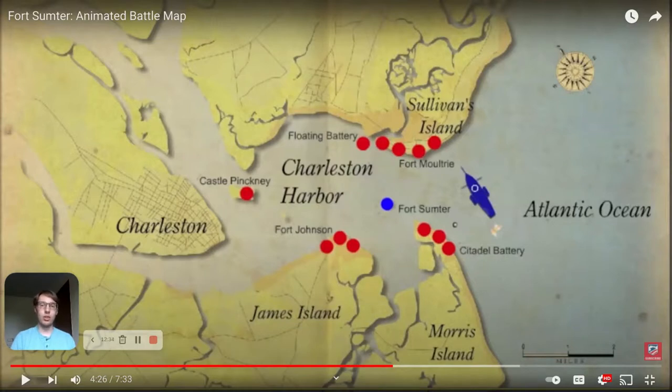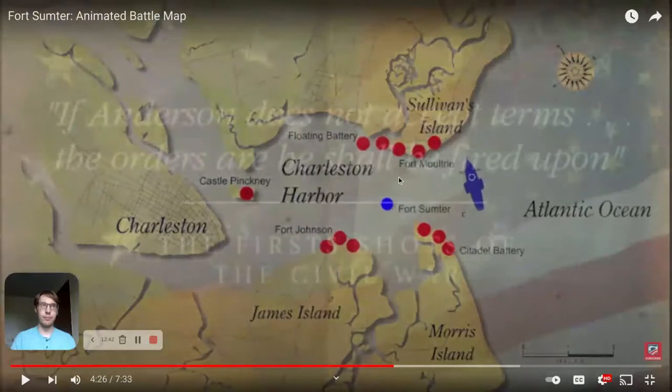So the Confederates were already wanting a war one way or the other, and Buchanan was a fish, basically. No backbone at all.